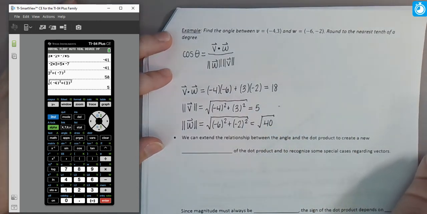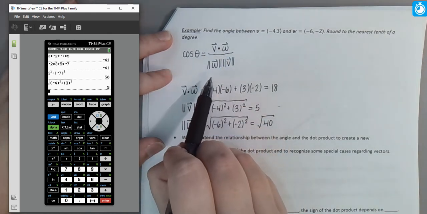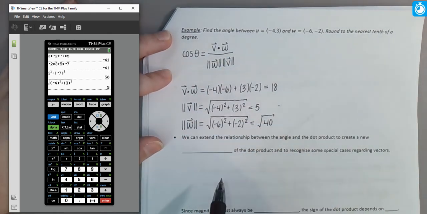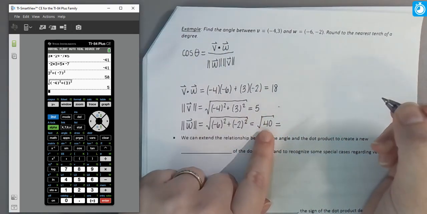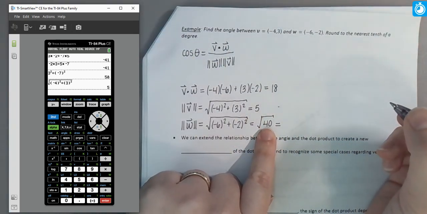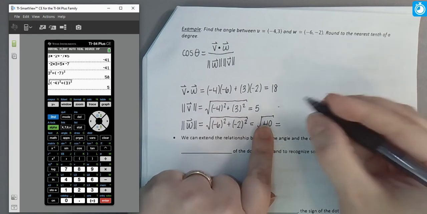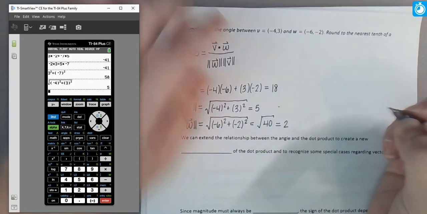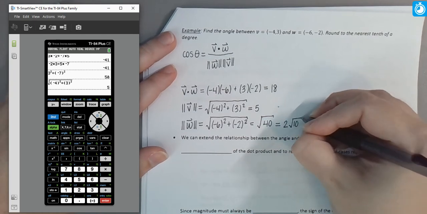And we can simplify that if we want, or just because we're going to plug all of it into the calculator, we can leave it like that if we want. If we want to simplify though, just for the practice, 40 is not a perfect square, but 40 is divisible by 4, which is a perfect square. So we can take the square root of 4, which is 2, and when we divide out that 4, we're left with a 10. So that's going to be 2 times the square root of 10.